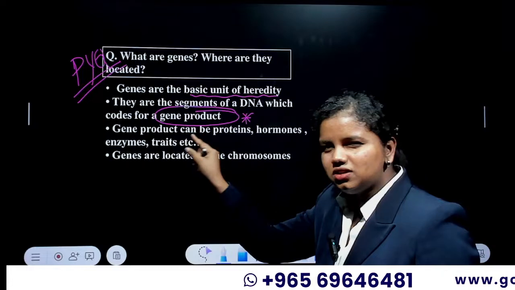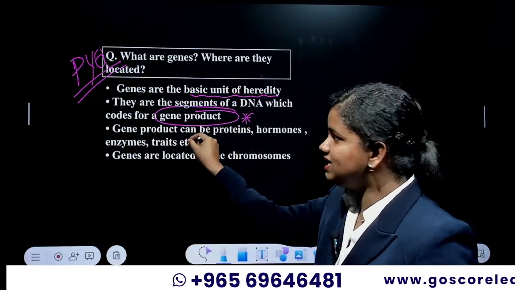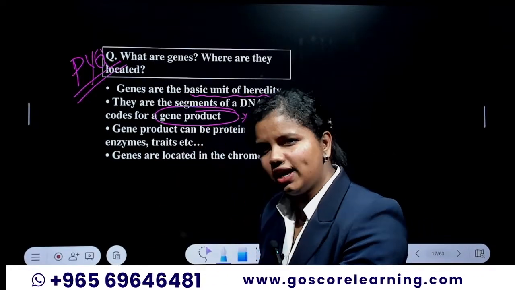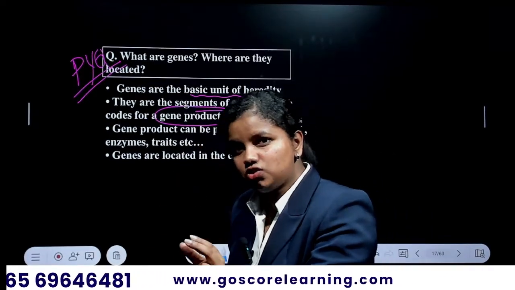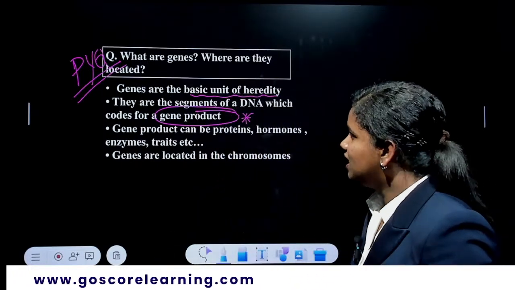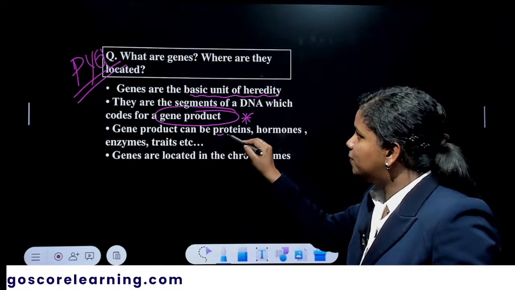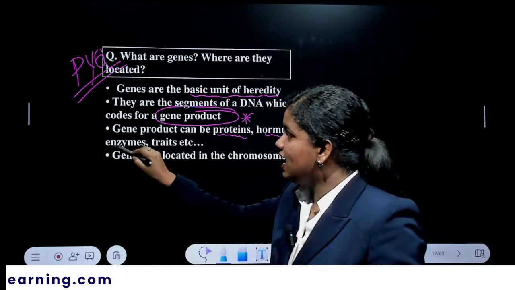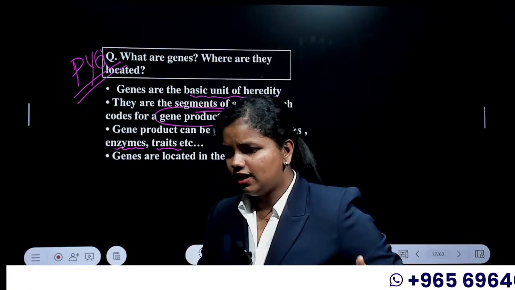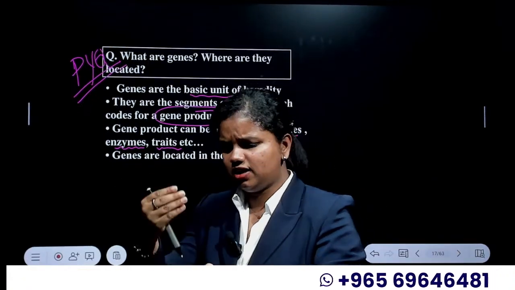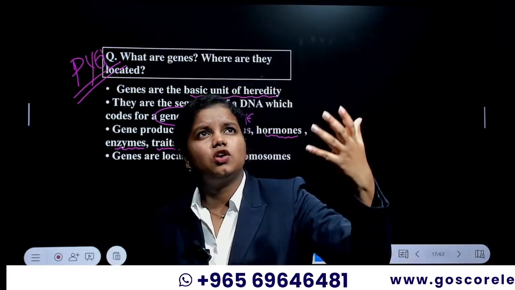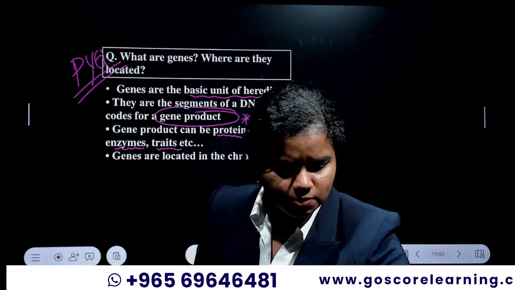And what is the function of a gene? It is the segment of a DNA which codes for a gene product. So this gene is actually being encoded with something. What is the gene being encoded with? Gene products can be proteins, hormones, enzymes, or maybe your traits. Hormones like your testosterone, your estrogen. What else hormones are there? Give me some hormones in the comments, guys.